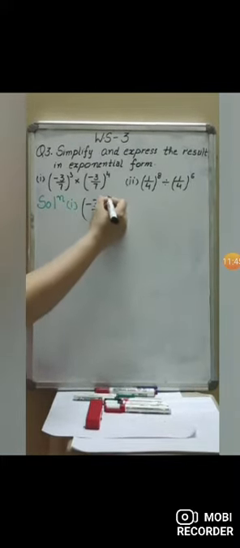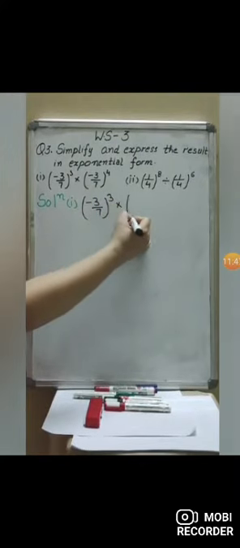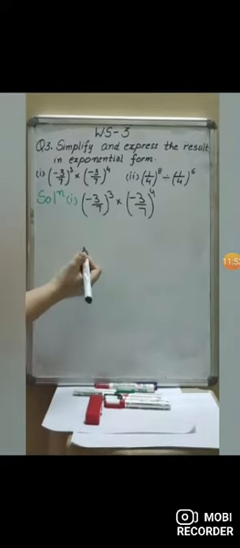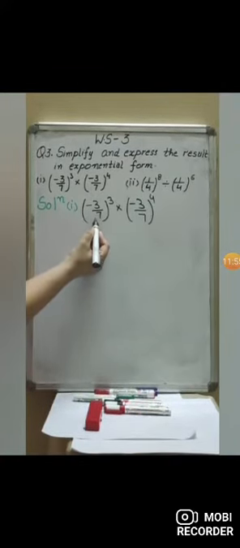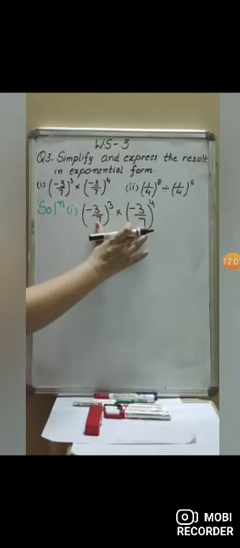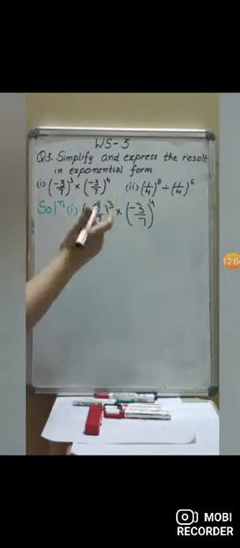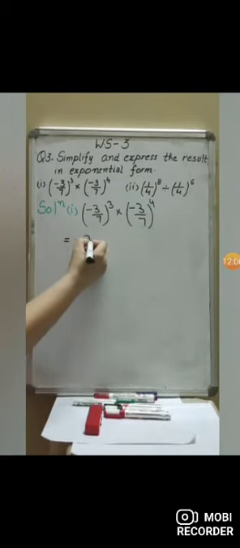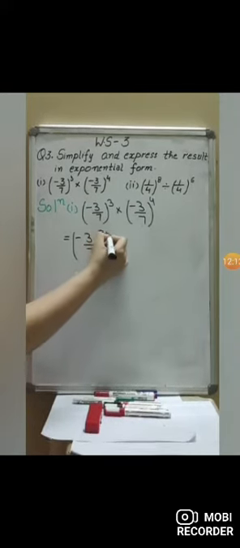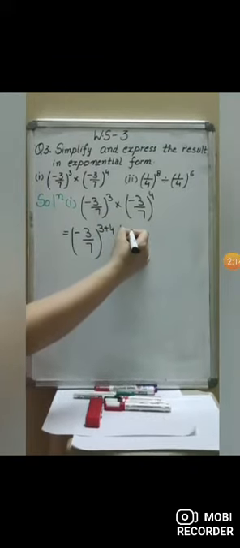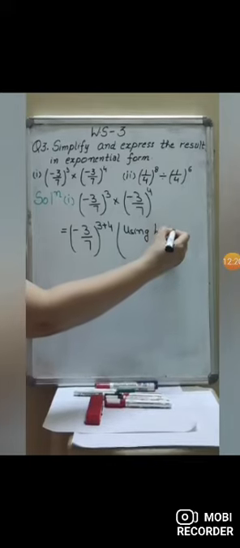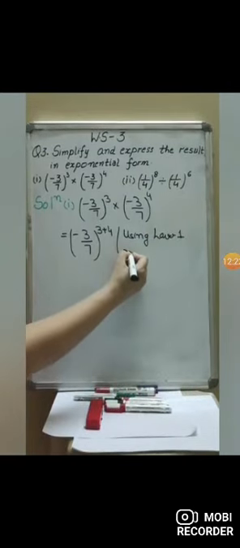-3/7 whole raised to power 3 into -3/7 whole raised to power 4. Now you have observed bases are same. In case of multiplication, if bases are same, powers will add. So it will become -3/7 raised to power 3 plus 4. Using which law? Yes, using law 1.